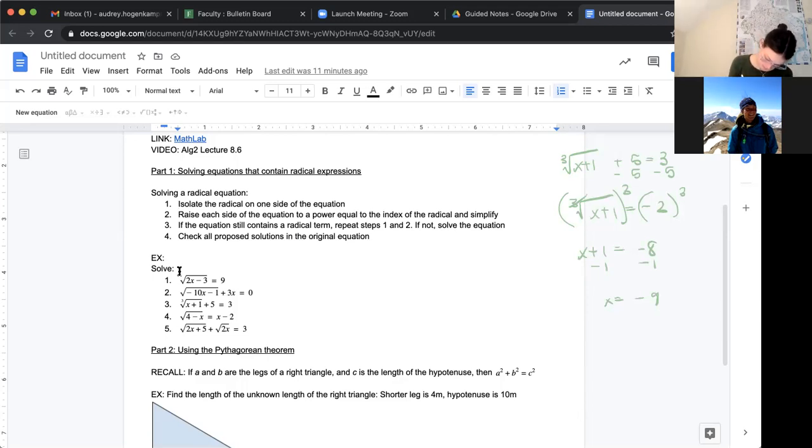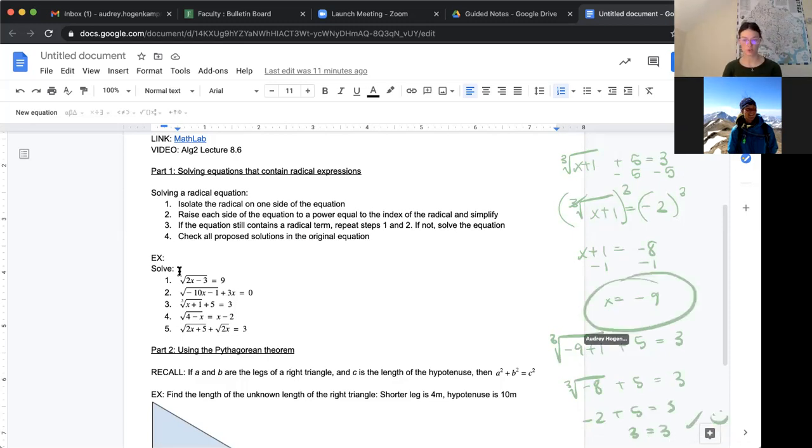So I'm going to get the cube root of -9 plus 1 plus 5 equals 3. That is the cube root of -8 plus 5 equals 3. The cube root of -8 is -2 plus 5 equals 3. 3 equals 3. Checks out. So -9 is in fact our solution.